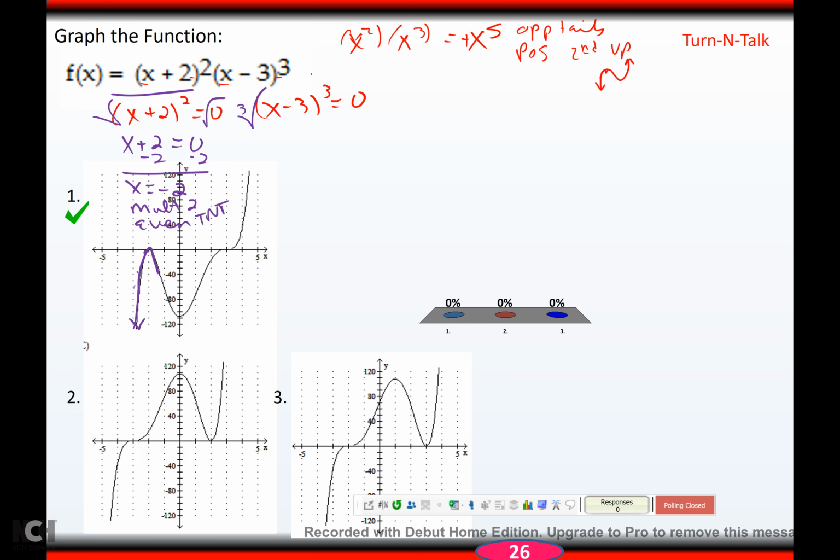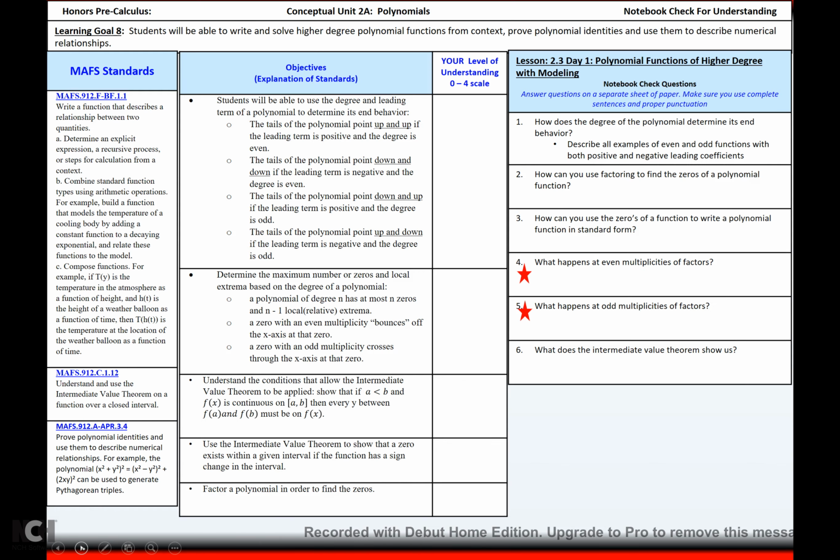So this one, cube root, I get x minus 3 equals 0, add 3, x equals 3. Multiplicity 3, which is odd, which means it's going to pass through. So it does all this wiggle in the middle, and then at 3, it actually passes through. Just like my dogs are doing.